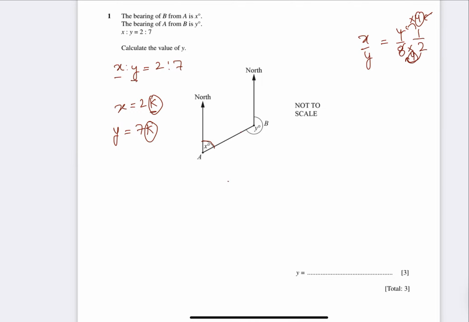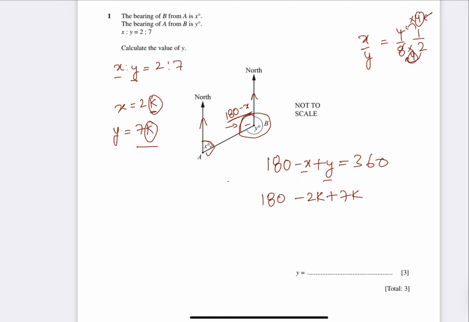This angle would be 180 minus x, because these two lines are parallel and the sum of these two would be 180. If we subtract 180 minus x, we get this angle. And the sum of these two is 360. So 180 minus x plus y equals 360 degrees. Replace the values: 180 minus 2k plus 7k equals 360, so 180 plus 5k equals 360.